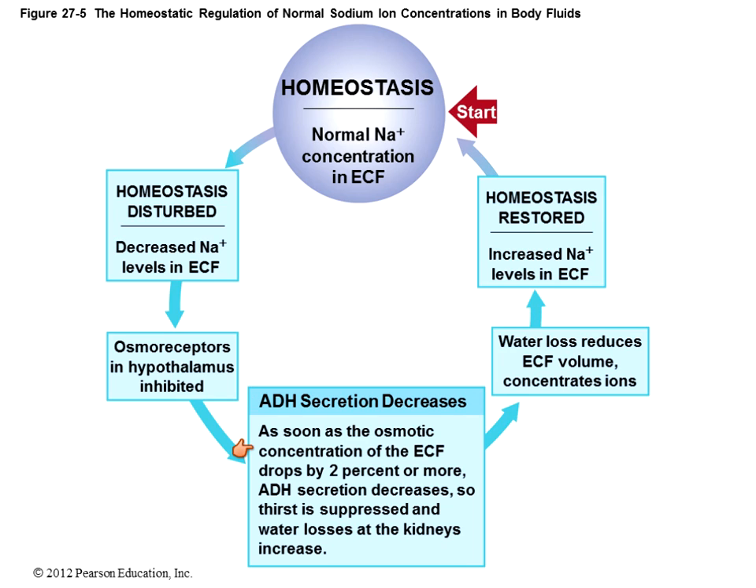So as soon as the osmotic concentration of extracellular fluid drops by even just 2%, your body will stop secreting antidiuretic hormone, so that you don't have this thirst happening. Water loss is going to be permitted at the kidneys, and you're going to release more of this water. So you're going to have larger volumes of very dilute urine. Water loss reduces, extracellular volume increases.